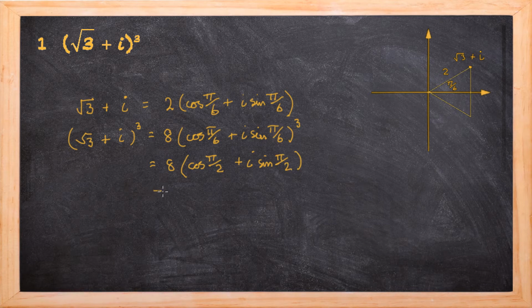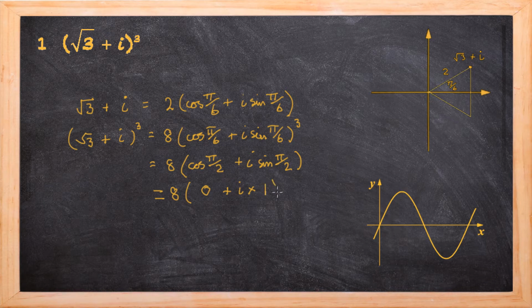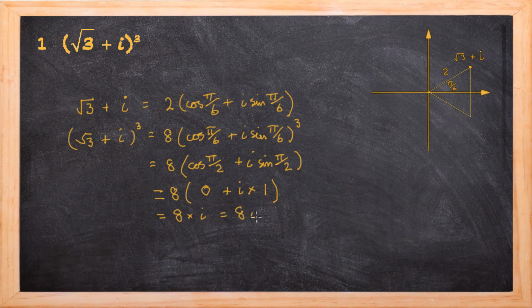So we're in a position to evaluate this now. Cosine of π/2: a quick look at the cosine graph, it starts at 1 and goes down to 0 for the angle π/2. And we'll have a look at the sine graph. Remember, it starts out at 0 and goes up to 1 for the angle π/2. So that second bracket has a value of 1 times i. So we've got 8 times i. That's 8i.